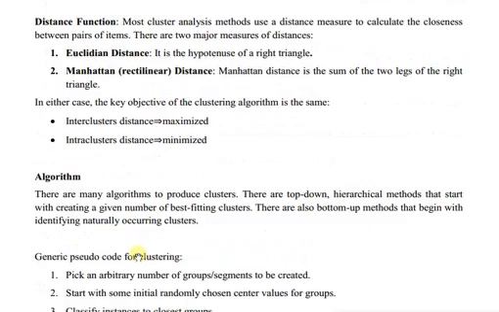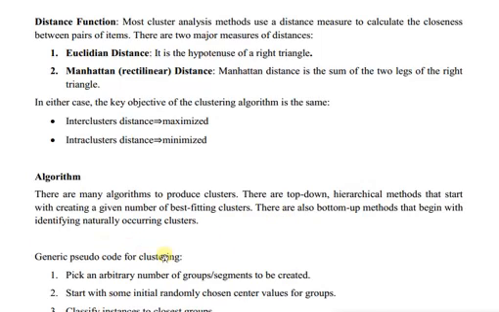Then coming to algorithms, there are many algorithms to produce clusters. The one we study in this chapter is one of the most famous, the k-means clustering algorithm. But all clustering algorithms follow a general approach. There are top down hierarchical methods that start with creating a given number of best fitting clusters. There are also bottom up methods that begin with naturally occurring clusters. In some cases we first start with a fixed number of clusters and then go on fitting the data points into them. And in some bottom up algorithms, we find the natural grouping among the data points and go on building the clusters.